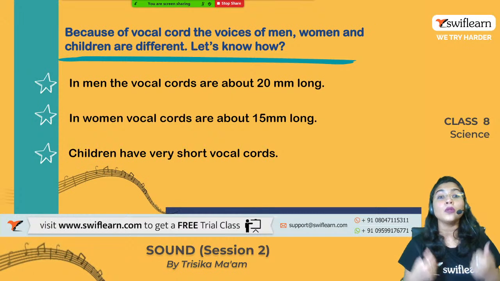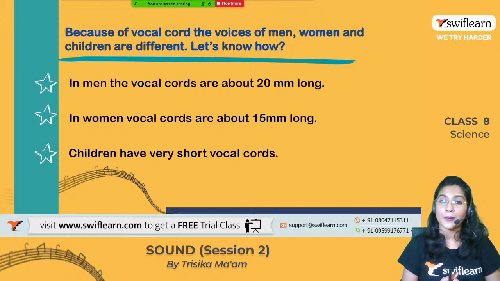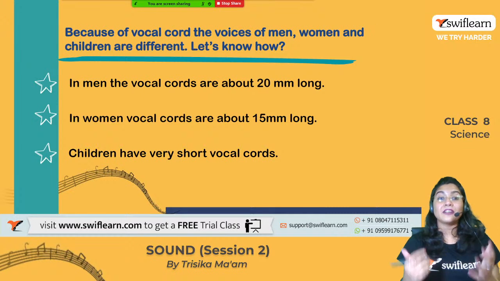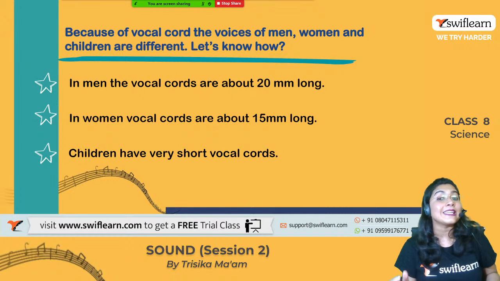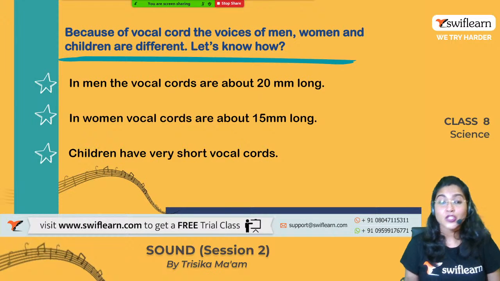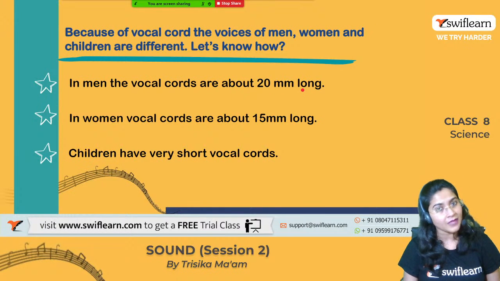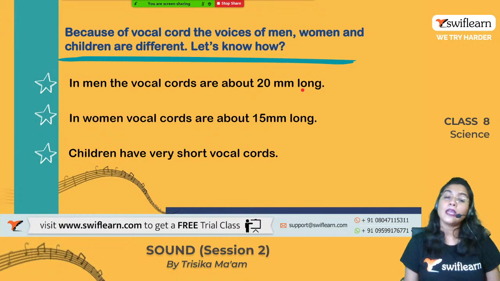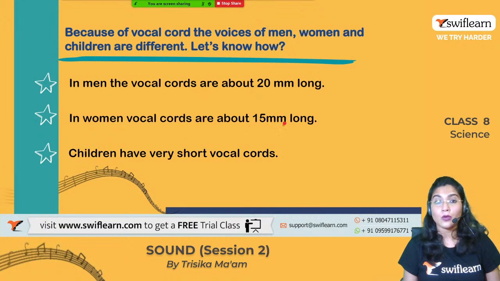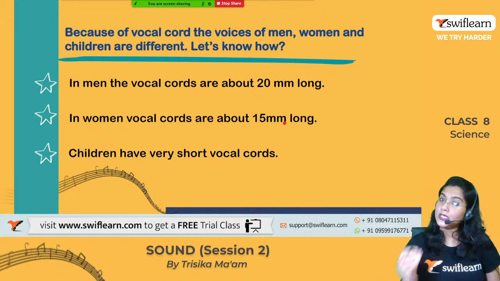So how are these different voices produced by different human beings, have you ever thought of it? Yes, because their vocal cords are different in length. The male has a vocal cord which is approximately 20 millimeter long, it's the largest. In case of women, the vocal cords are 15 millimeter long, which helps to produce a shrill voice.